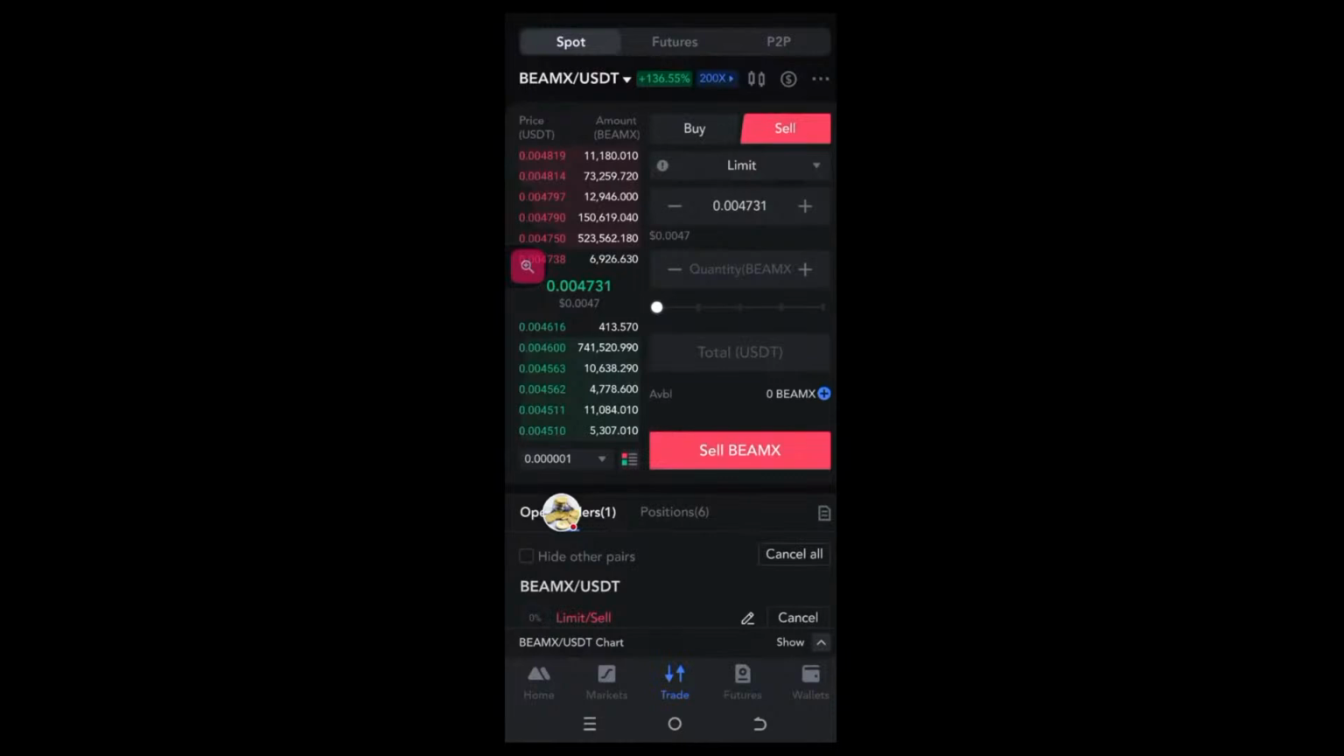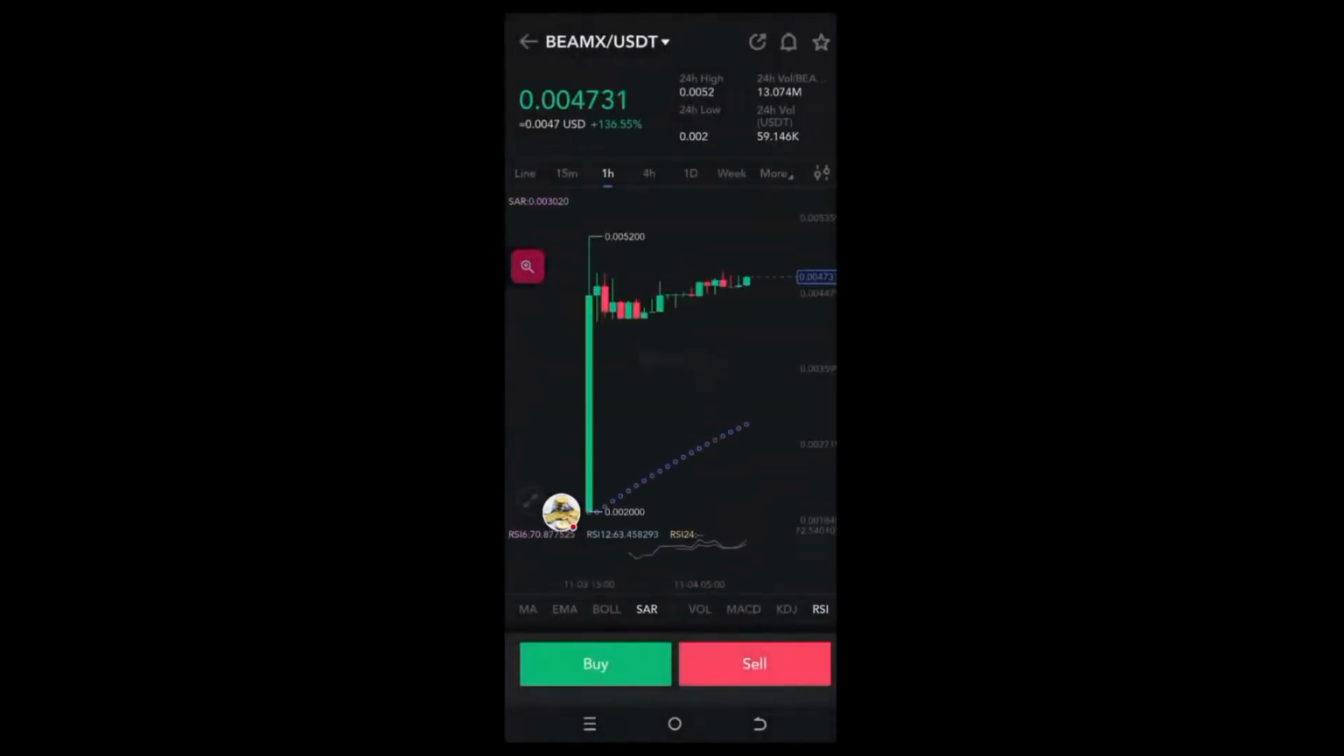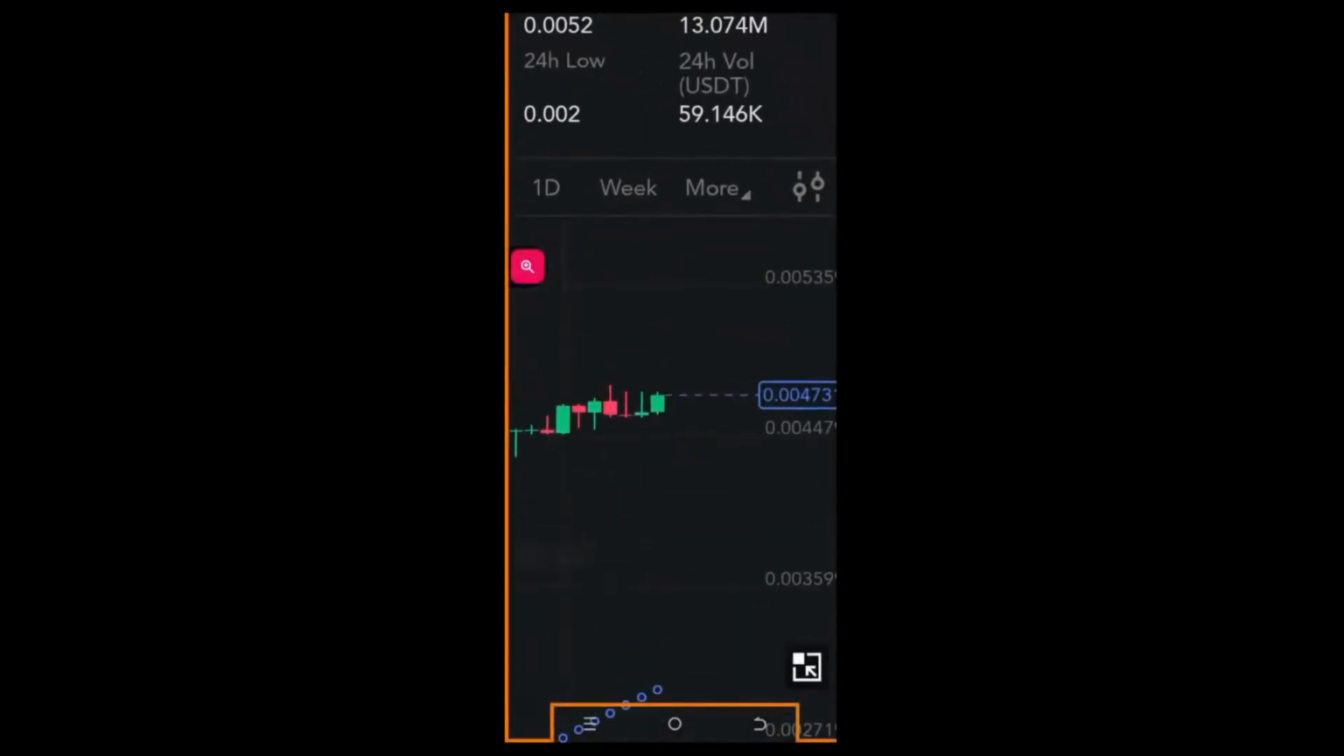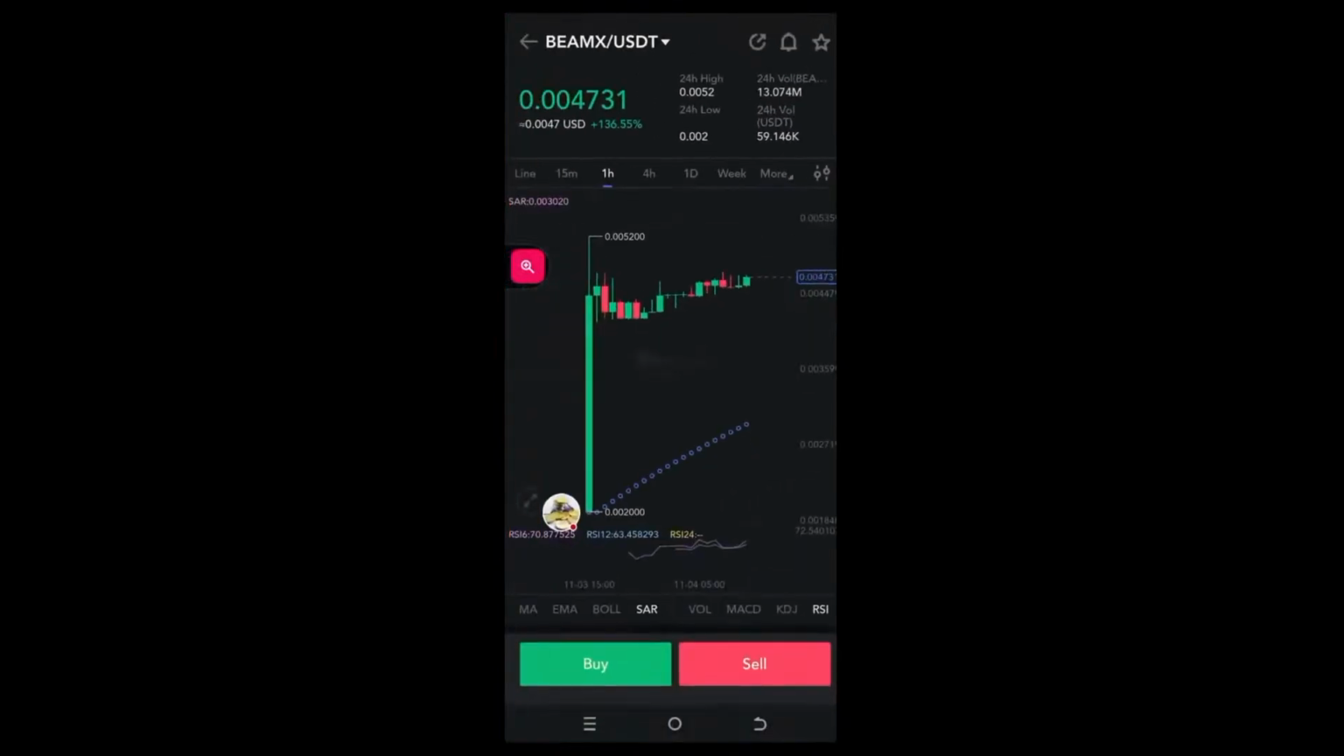Mexi, no trading fees. Let's go check the charts. I hope this was a good decision. It looks like it's in pump mode. I'll be back to check this out again.